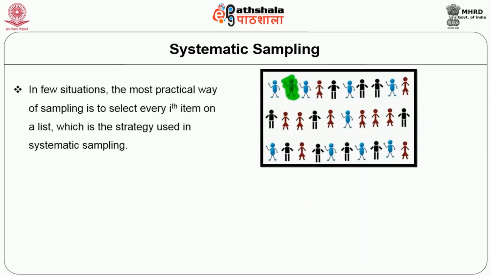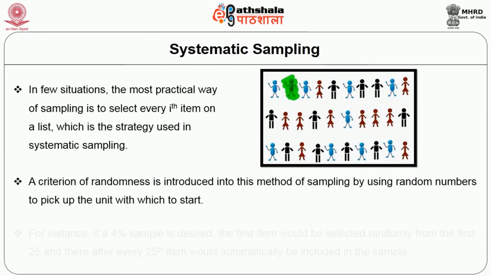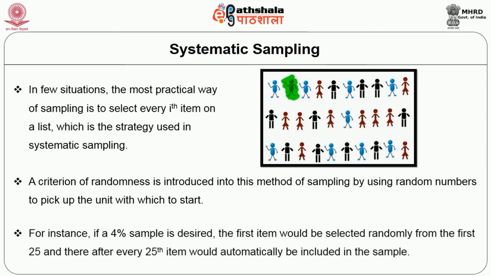In a few situations, the most practical way of sampling is to select every ith item on a list, which is the strategy used in systematic sampling. A criterion of randomness is introduced into this method of sampling by using random numbers to pick up the unit with which to start. For instance, if a 4% sample is desired, the first item would be selected randomly from the first 25, and thereafter every 25th item would automatically be included in the sample.